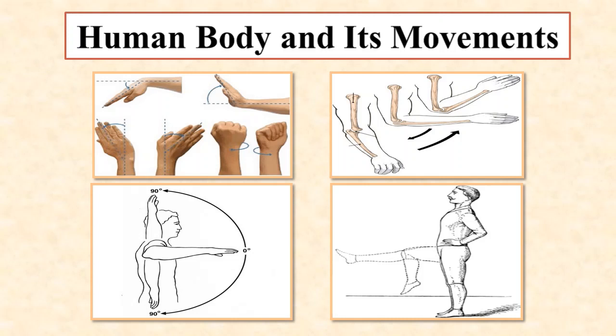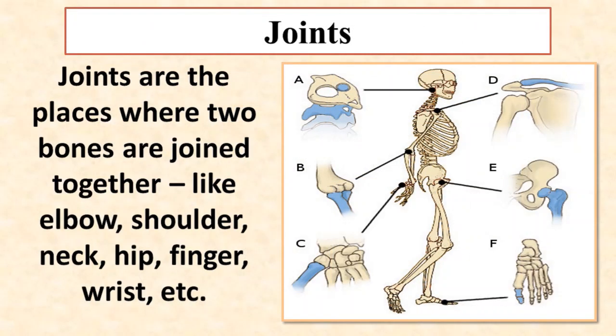So, looking at this, we understand that we are able to move body parts easily in various directions. This is possible due to joints. So, what are joints? Joints are the places where two bones are joined together like elbow, shoulder, neck, etc. Now, let's learn about bones.